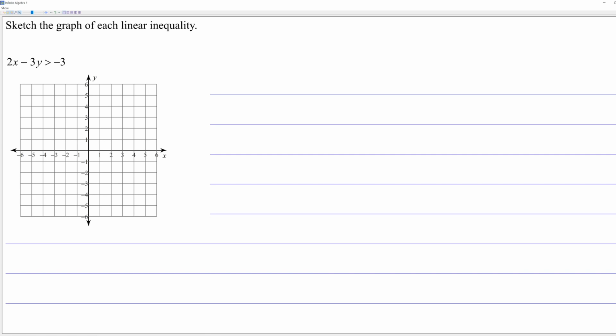Here we have an equation that's not in slope-intercept form, so you have some preliminary work of solving for y. So let's do that. Subtract 2x from both sides, and then divide by -3. Now remember, when you multiply or divide by a negative number in an inequality, it changes the direction of the inequality symbol. So we're dividing by -3, so we have 2/3 x plus 1. -3 divided by -3 is +1.